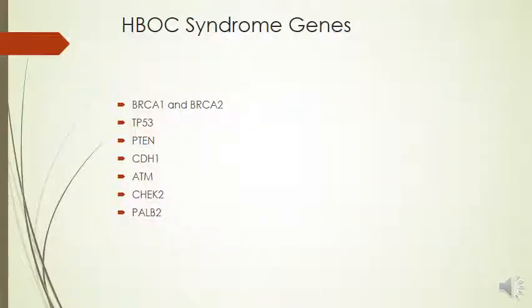Here are some of your HBOC syndrome genes: BRCA1 and BRCA2, which were the first two that we knew about, then TP53, PTEN, CDH1, ATM, CHEK2, and PALB2. In the past year, I have seen a lot more individuals with the PALB2 gene in the clinic where I work in Fairfield County as a cancer genetic counselor.